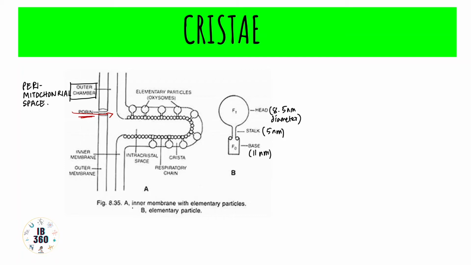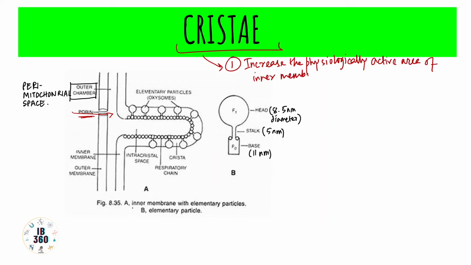Cristae, number one, increase the physiologically active area of the inner membrane. They are arranged generally like baffles at right angles to the longitudinal axis of the mitochondria. So if this is the longitudinal axis of the mitochondria, they are at right angles to it. And they are tubular.